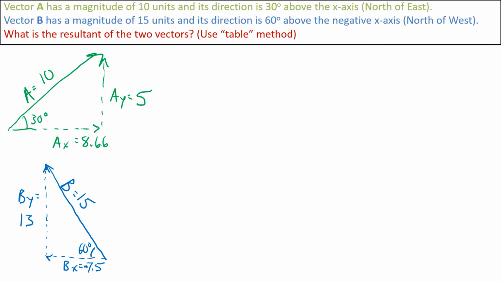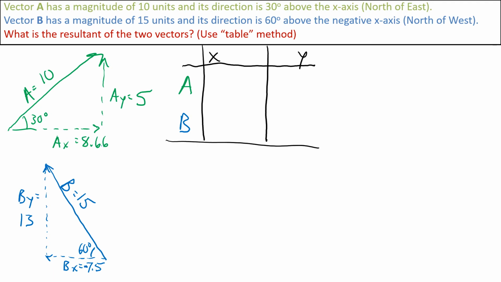So here you make your xy table. And on the left column, you'll write the name of your vectors. So we'll have A in that row, and then B down below. And we can even make a row where we sum them up. And then we'll find the x and y components of our resultant. So when you draw in the AX is 8.66. And AY is 5. This is much cleaner. And then BX is negative 7.5.